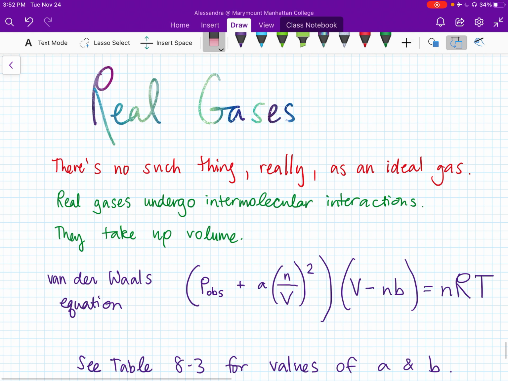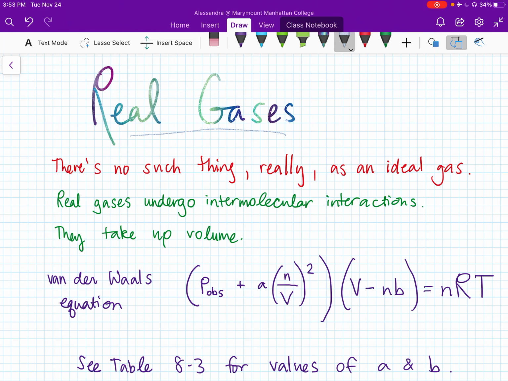Here it is. Real gases. Up until this point, we have been discussing ideal gases, and we've been applying the ideal gas law, PV equals nRT, also known as PIV-NERT. But in real life, we have real gases, and let's face it, there's no such thing really as an ideal gas. So, what makes an ideal gas ideal? What are we leaving out when we talk about ideal gases?